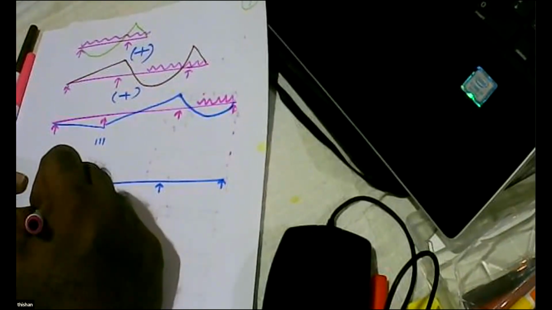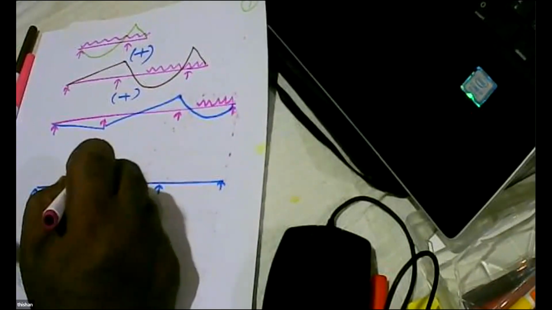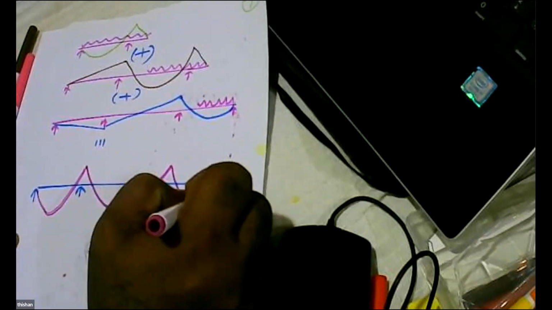What is the final bending moment diagram? Final bending moment diagram will be, and goes like that. We go like that. Then you will ask, what would have been the monolithic bending moment diagram? It will go like that.